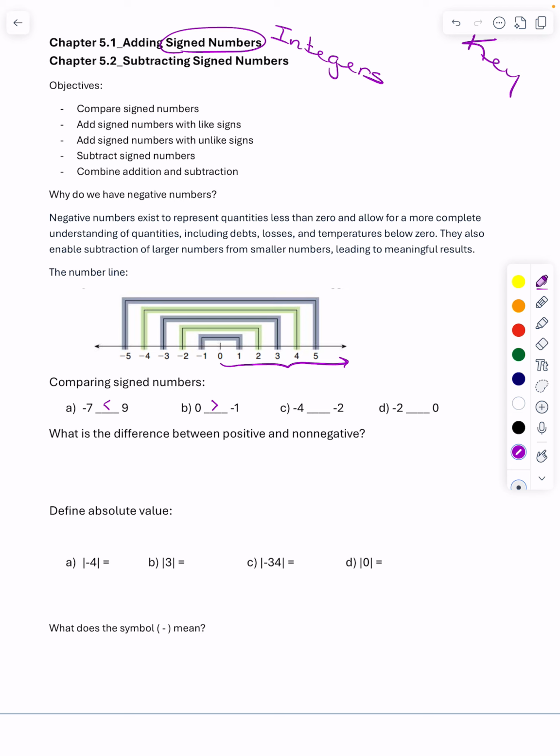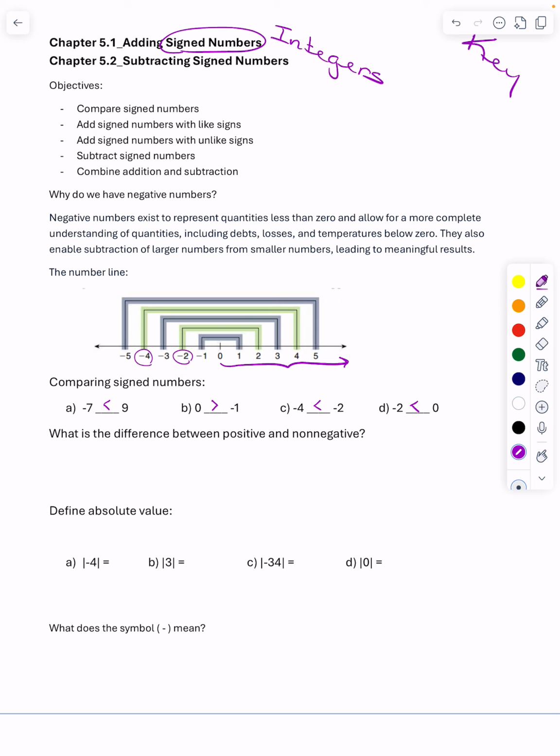For C, if we look at these, -4 is further left than -2. So -4 is smaller than -2. -4 is less than -2. And -2 is less than 0.